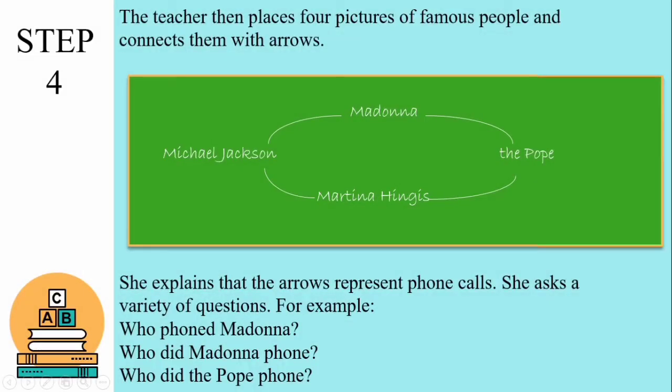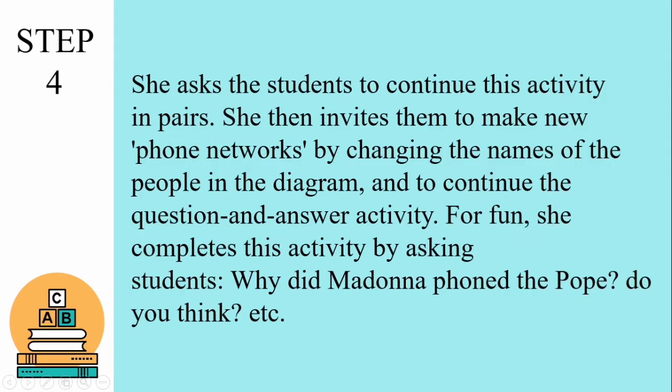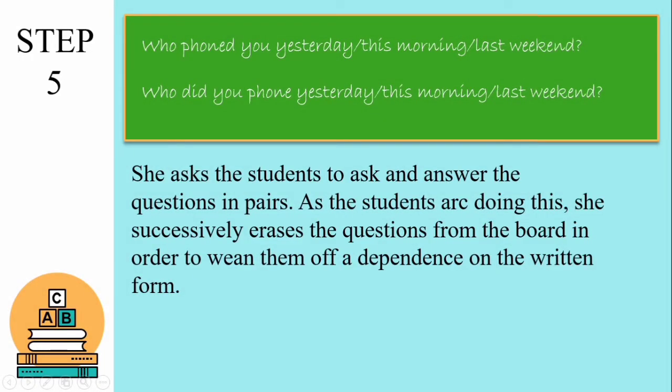So in step 4, the teacher places 4 pictures of famous people. She explains that the arrows represent phone calls. She asks a variety of questions, and then tells them to continue the activity in pairs and invites them to make new phone networks by changing the names of the people in the diagram and continue the question and answer activity. In step 5, the teacher writes on the board.